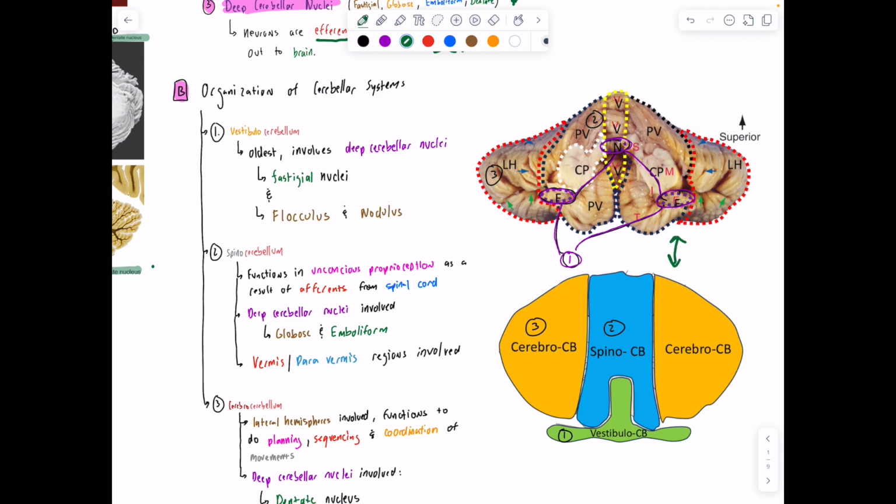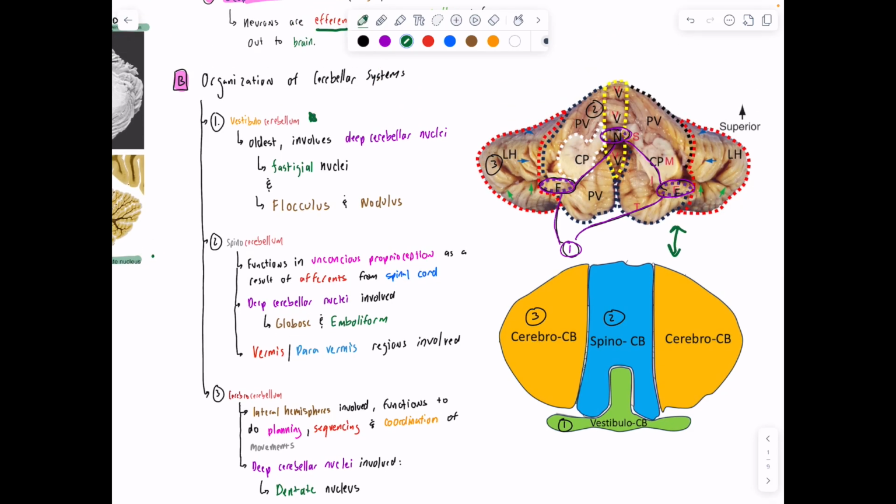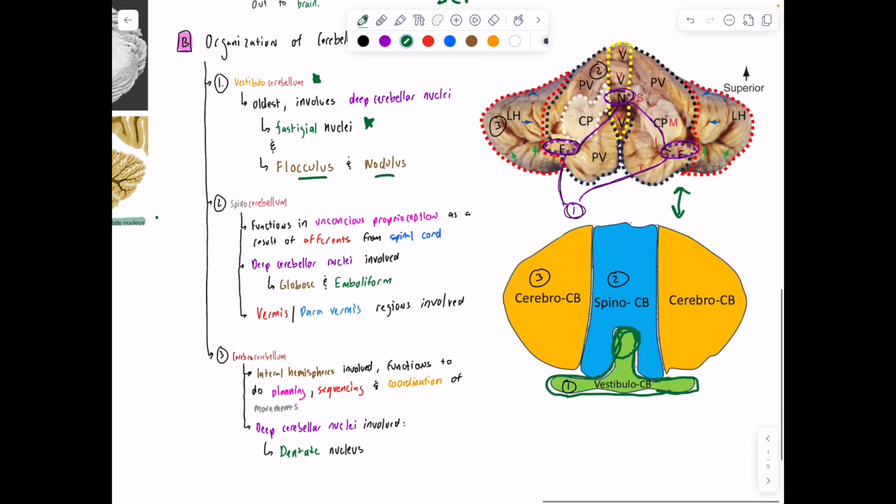Starting with, again, the one that we're most familiar with, vestibulocerebellum system, right? That's going to be the flocculo and the nodular lobe. And so then it's going to go from that to the fastigial nuclei, right? Funny. Then we have spinocerebellum is going to be all about unconscious proprioception, and that's going to be afferents from the spinal cord. And then you have deep cerebellar nuclei that are involved here, which are gorillas eat. And then this is going to be vermis and paravermis.